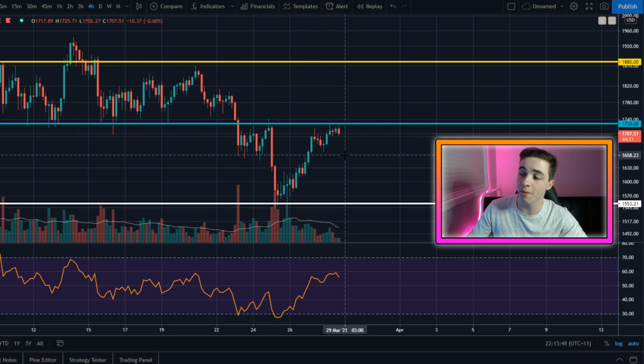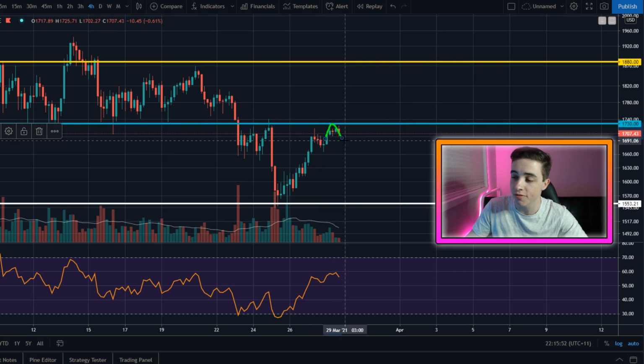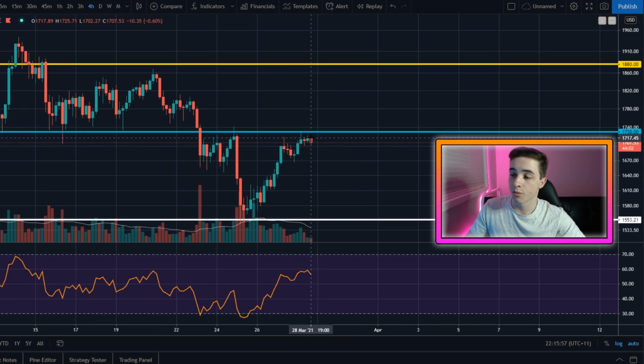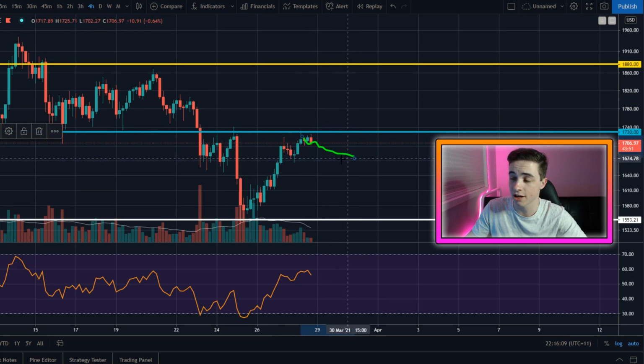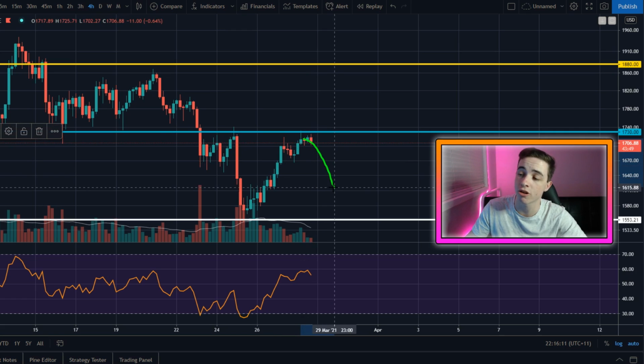And so far we've come back up to exactly that level and gotten a small rejection off that exact level as I expected. So once again, this is still some resistance for Ethereum in the immediate short term. We still have to get above this level. And if we don't, then definitely expect a small bit of downside price action. Once again, I wouldn't be expecting a big crash or anything for Ethereum.